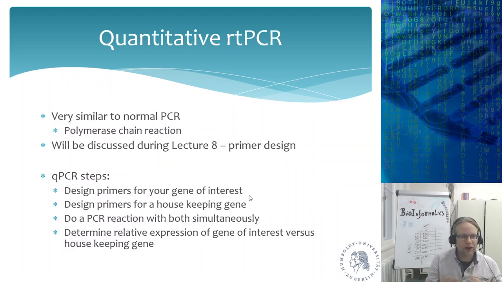All right, so quantitative RT-PCR is very similar to normal PCR. We will discuss this in lecture 8 together with the life of Kary Mullis. We will have qPCR steps: first you design the primers for your gene of interest, then you design primers for your housekeeping gene, then you do a PCR reaction with both of these simultaneously, and then you determine the relative expression of the gene of interest versus your housekeeping gene.